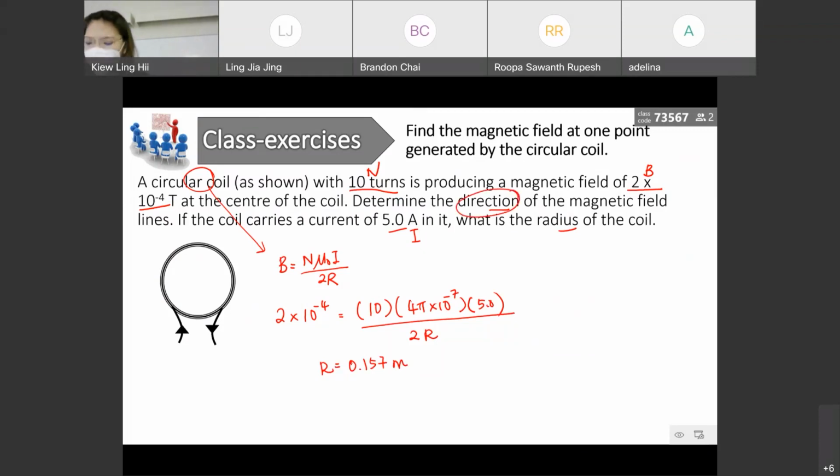So at the center of the coil, the current is going like this, right? Stick your thumb with the direction of current, moving all the way together. You will discover that no matter where it goes, the direction of the magnetic field at the center is always going into the screen.